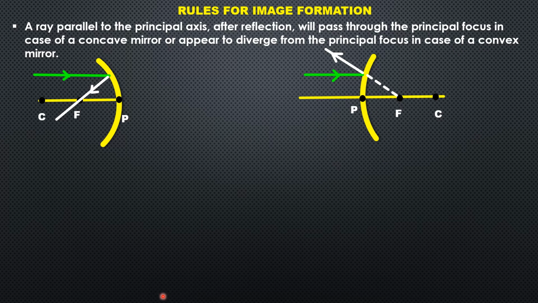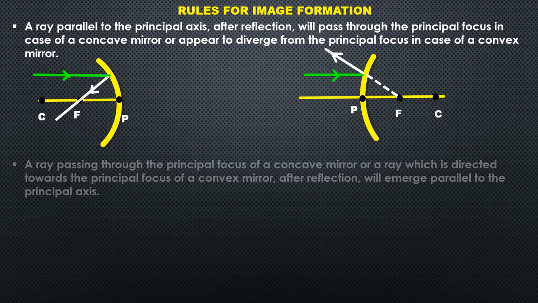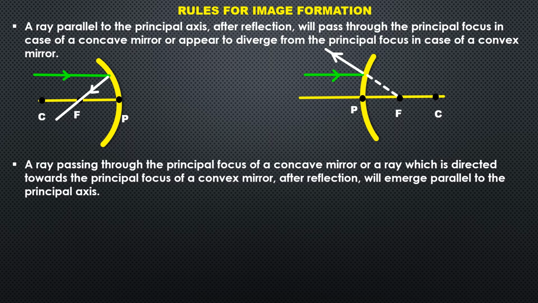So this is the first rule to be followed for image formation. Second rule: a light ray passing through the principal focus of a concave mirror, or, in case of a convex mirror, the one which is directed towards the principal focus, because here the focus is situated behind the mirror. In case of a convex mirror, the light ray cannot actually meet or pass through the focus, but it is directed towards the focus. Then after reflection, it will become parallel to the principal axis.